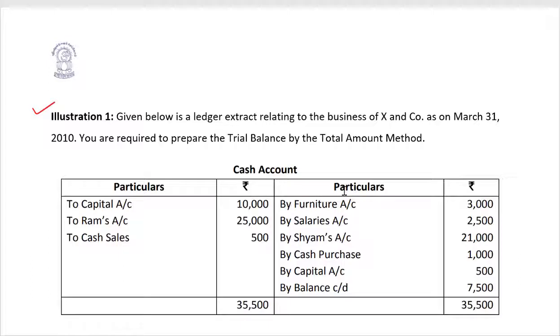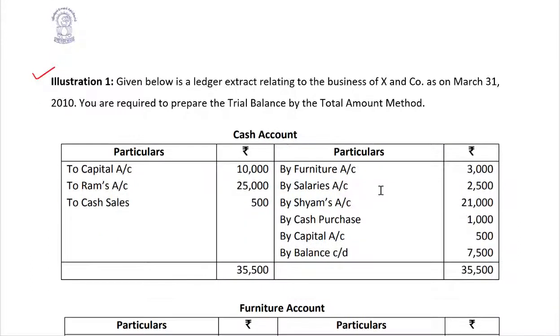Let us understand it by doing an illustration. Given below is a ledger extract relating to the business of X and Company as on March 31st, 2010. You are required to prepare a trial balance by the total amount method. So we'll be following the first method, that is the total method. We'll see the balance method later.